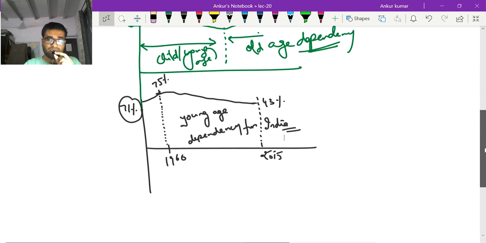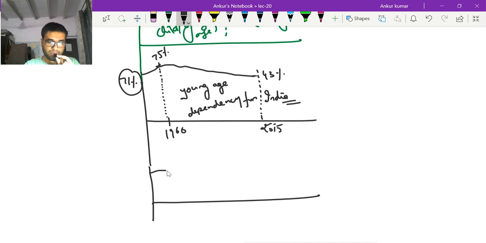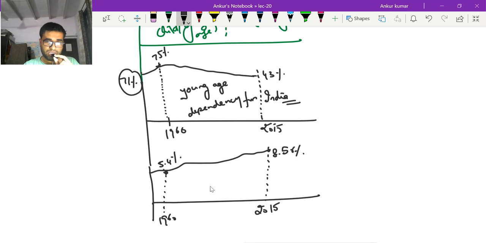But in case of the old age population, the dependency for the old age population is increasing. For example, in 1960 the old age dependency was close to 5%, or 5.4% more accurately. By 2015 the old age dependency increased to 8.56%. So this is the old age dependency.